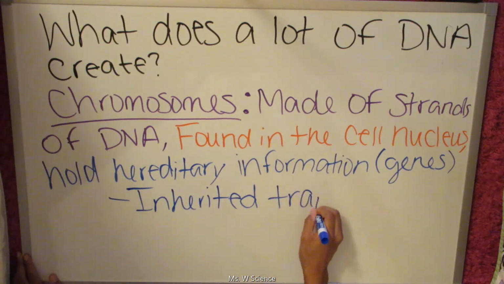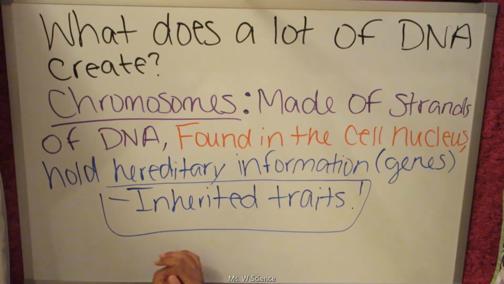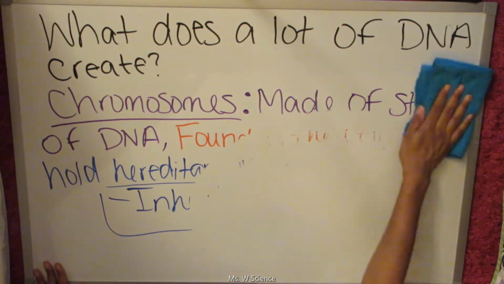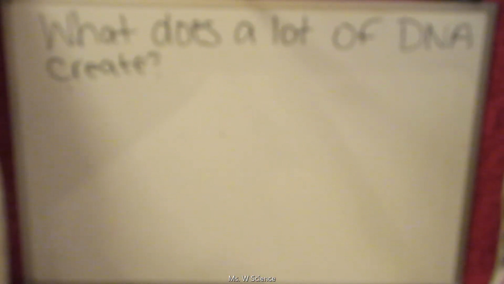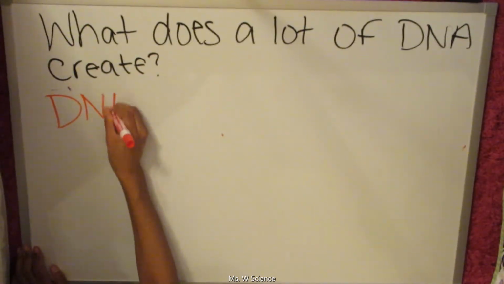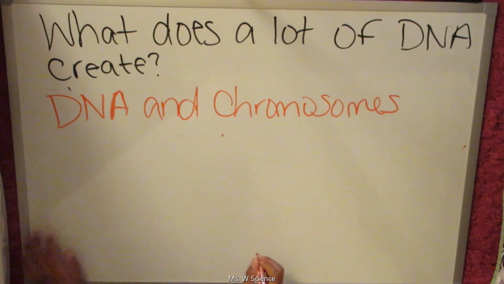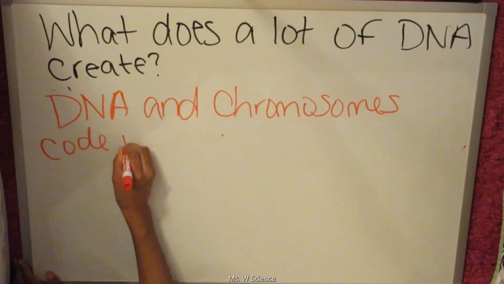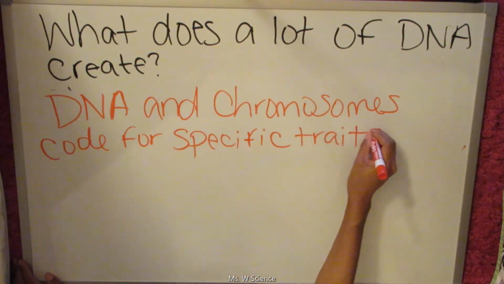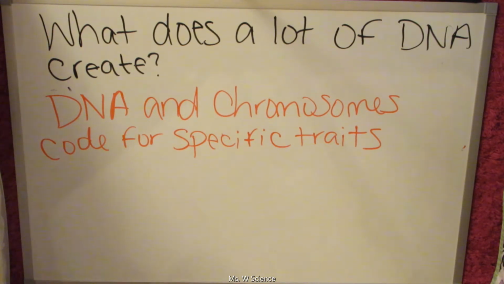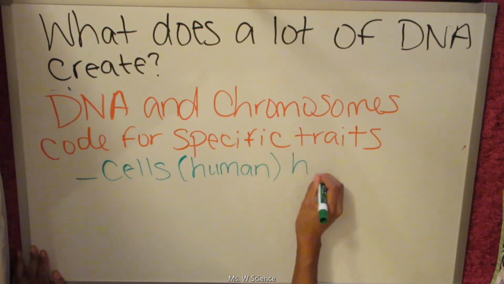Remember we just talked about inherited traits? Those come from your genes in your DNA and your chromosomes. So everything's connecting. You're seeing how the pieces fit together like a puzzle. We're going to continue to look more at DNA and chromosomes. DNA and chromosomes code for specific traits. Your DNA is the outline and your blueprint specifically made for you. It codes for your specific traits, and it's like that for every organism.